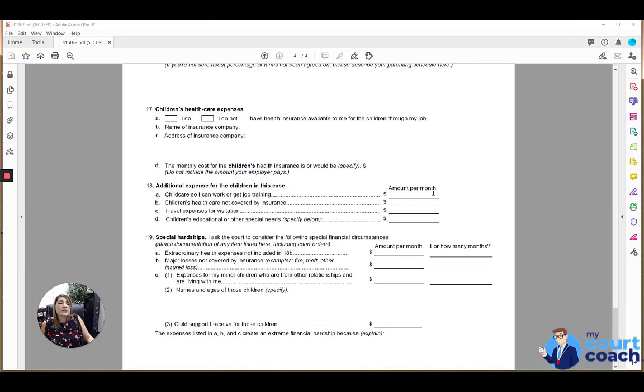18 is additional expenses for the children in the case. If you require childcare so you can be employed, then you would list that in 18A. Any health care not covered by insurance, again, that's prescriptions, copays, goes into 18B. If there's extraordinary travel expenses for visitation, 18C. And if the children have any educational or special needs, you would list what amount that is, and under 18D, list what that's for.